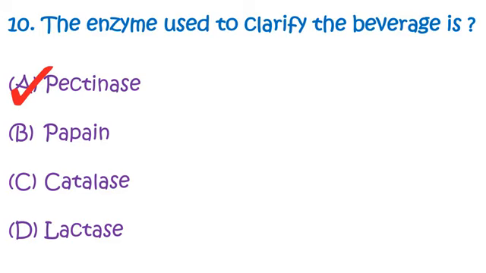Papain is an enzyme that is used as a meat tenderizer. Catalase is an enzyme that is specially used in the dairy industry for neutralization of hydrogen peroxide before the milk goes for cheese production. Lactase is an enzyme that breaks down lactose sugar and it can be used to produce products which are free from lactose and it can help lactose intolerant people.